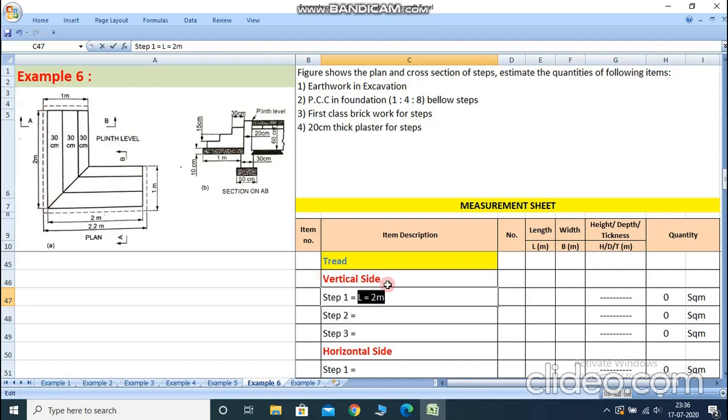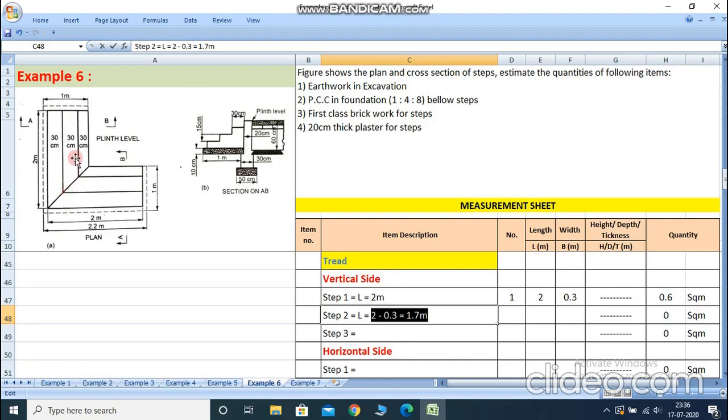So here length is 2 meter and number is 1, length is 2 meter, width is calculated as 0.3, which means 30 centimeter. So right here 0.3. Now we take step 2, the length is equal to the total length of 2 meter minus 0.3. So this is minus 0.3.